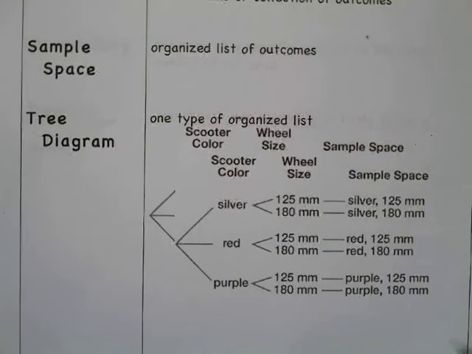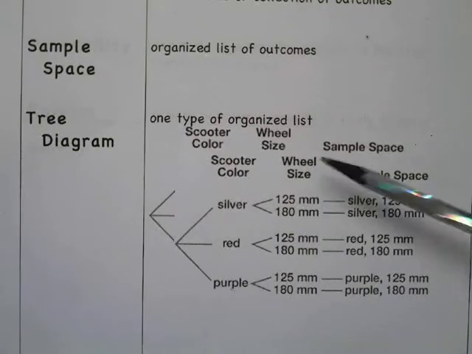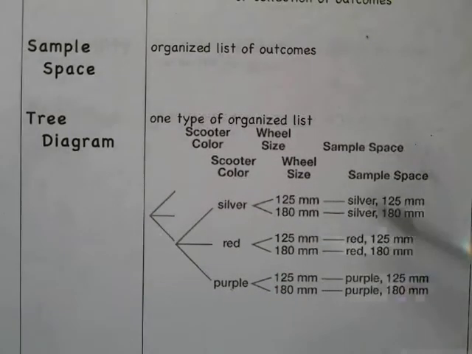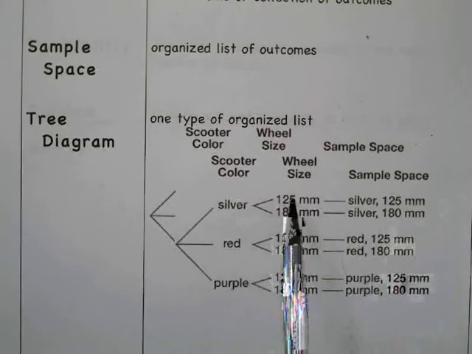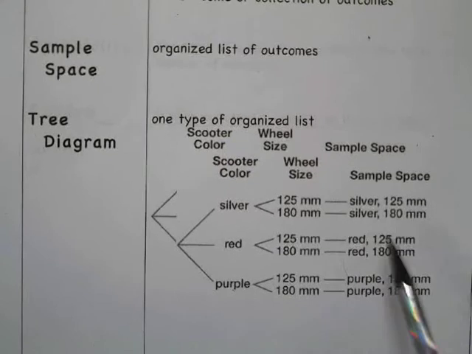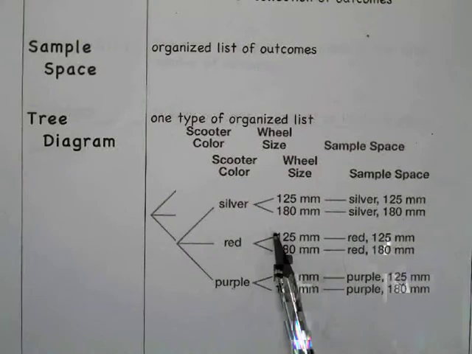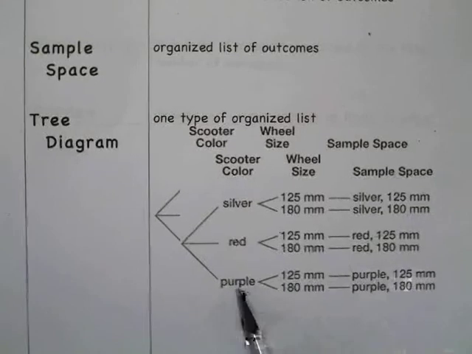Looks like we have a scooter, and the scooter comes in several different colors, silver, red, or purple, and several different wheel sizes. And so this is our tree diagram, and this is the example of the sample space over here. You can see here that the silver scooter can have either 125 millimeter wheels or 180. So our sample space, we have silver 125, silver 180. Then we can have a red scooter, red 125 or red 180. Purple 125, purple 180.